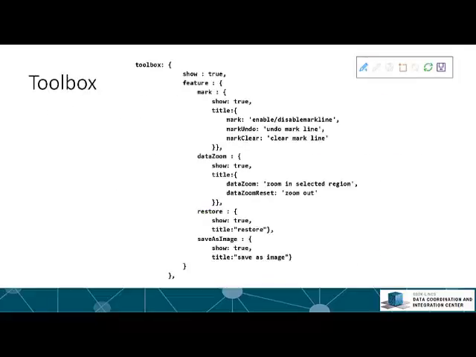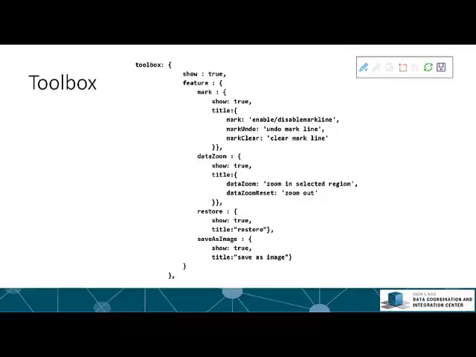The next option is the toolbox option. Again, we use show equals true to enable the toolbox. The toolbox defines the interactive components users can use on the chart. Here we define 4 interactive components, or 4 features. They are the mark lines, the zoom, the restore, and the save as image. For each of these features, we also use show equals true to enable them.